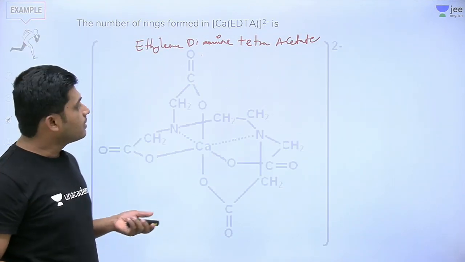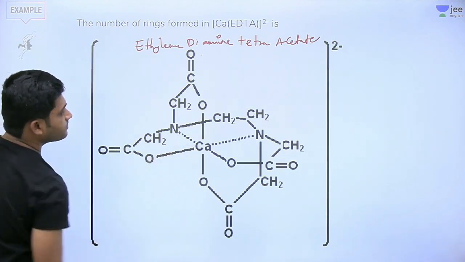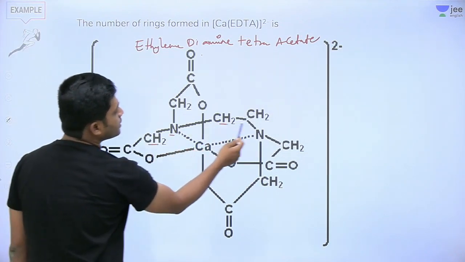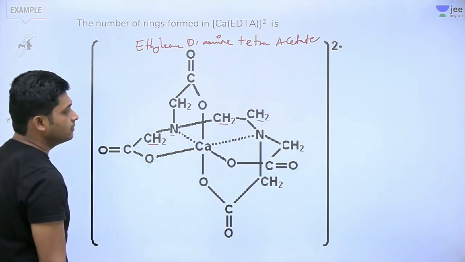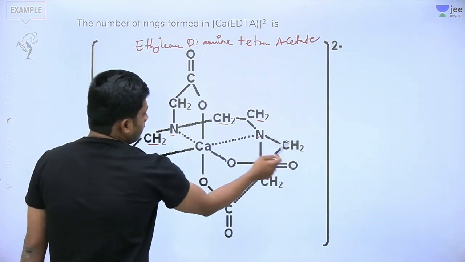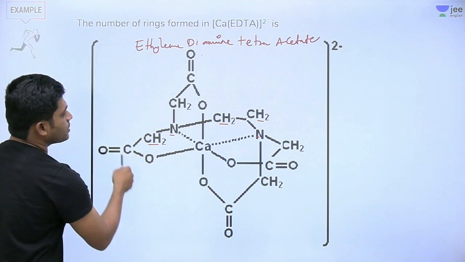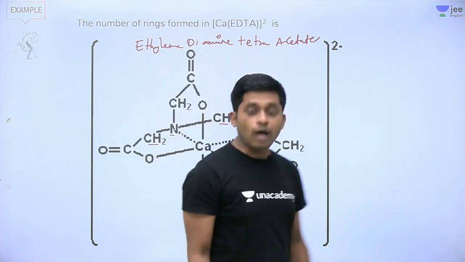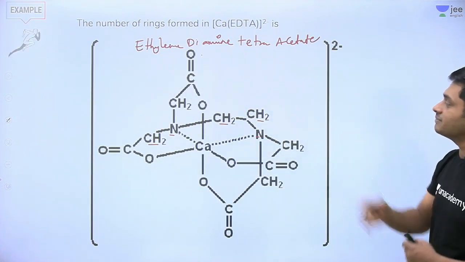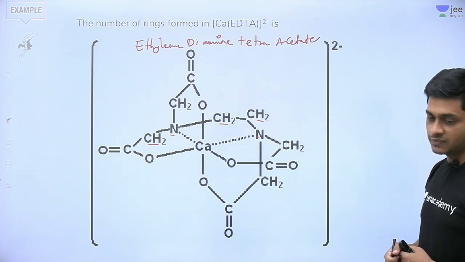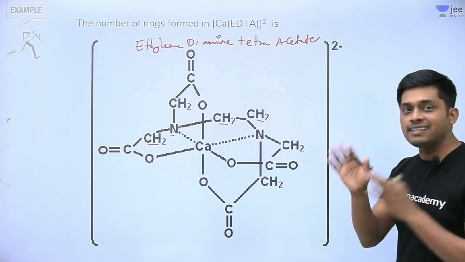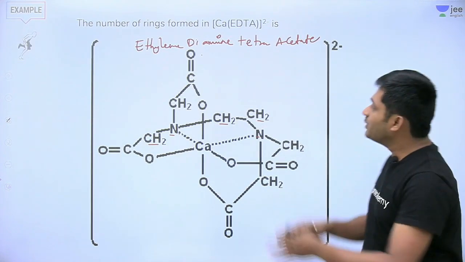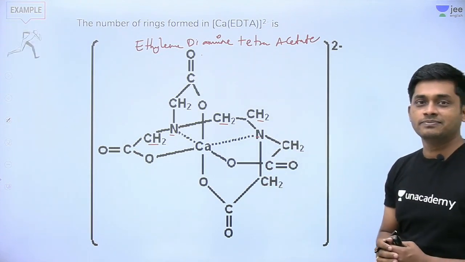Okay, ready? This is the structure. So calcium, and this is ethylene diamine: CH2N, CH2, CH2N, CH2, COO minus, CH2, COO minus. How many rings are present? Now you have the structure. See the structure and answer. How many rings are you able to see? In front of you, you have the structure. I gave the structure.